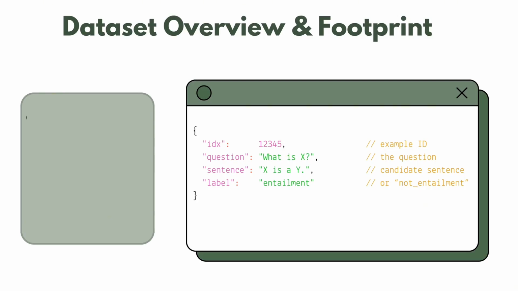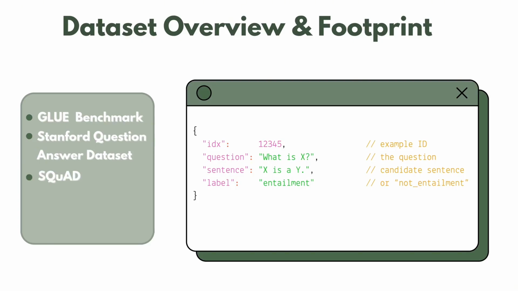QNLI is one of the tasks in the GLUE benchmark designed to provide a collection of resources for training, evaluating, and analyzing natural language understanding systems. QNLI itself was derived from the Stanford Question Answering Dataset, also known as SQuAD, but reformulated as a sentence pair classification task. The full QNLI set contains roughly around 116,000 records. Across all splits, it uses roughly around 40 MB of storage. Each example looks like this in JSON.